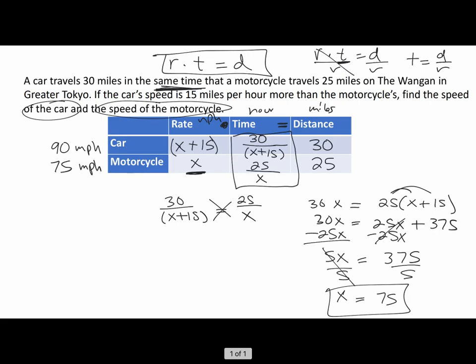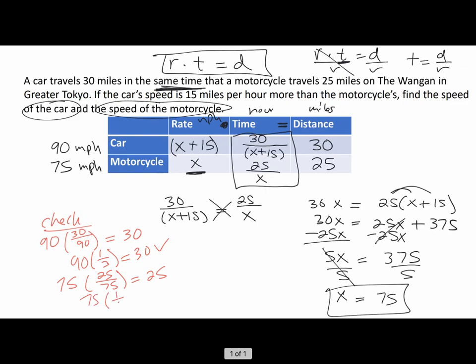And you can double check the answer if you want by plugging that in for the rate times time. So if your rate is 90 and we didn't find the time, so we'd have to do that, 30 divided by 90. And so that would be 1/3. And 90 times 1/3 is 30. So that's true. And same thing for the motorcycle. Speed times the time equals the distance. And 25/75 is 1/3 hours. And that actually does work out. So we've double checked this and this is perfect.